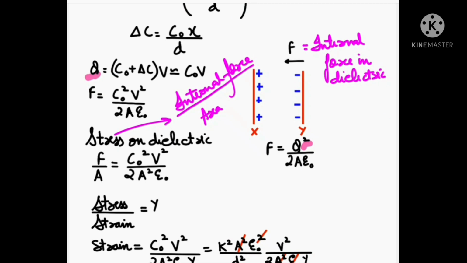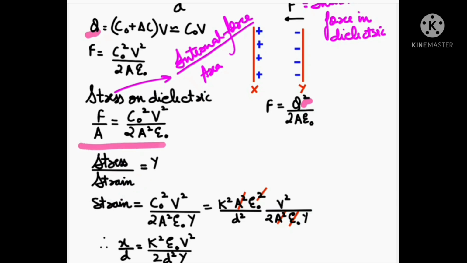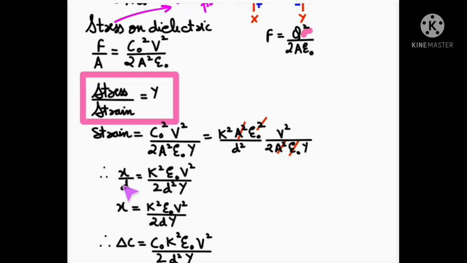So the value of F we can get by substituting the value of Q in this equation. So we'll get the value of stress as C naught square V square upon 2A square epsilon naught. And we know stress upon strain is equal to Young's modulus. So from here we'll get the value of strain as K square epsilon naught V square upon 2D square Y, where this strain is equal to the change in length upon original length, where original thickness of the dielectric was D and the change in its thickness is x.